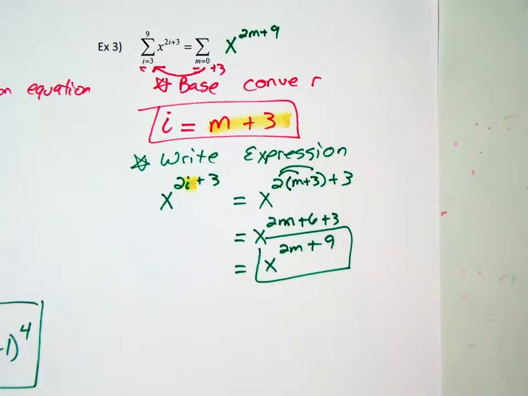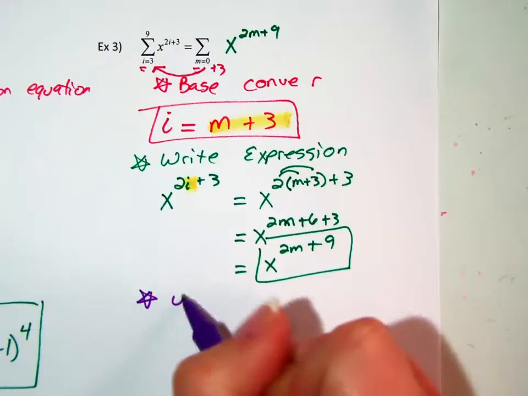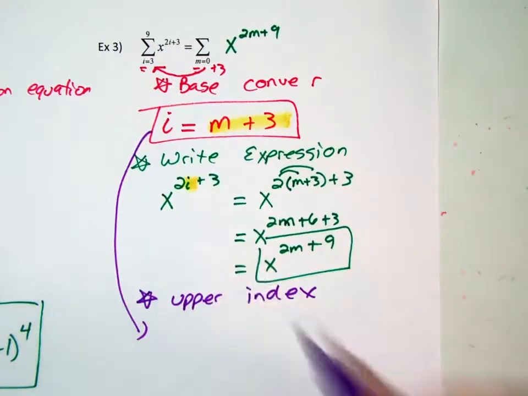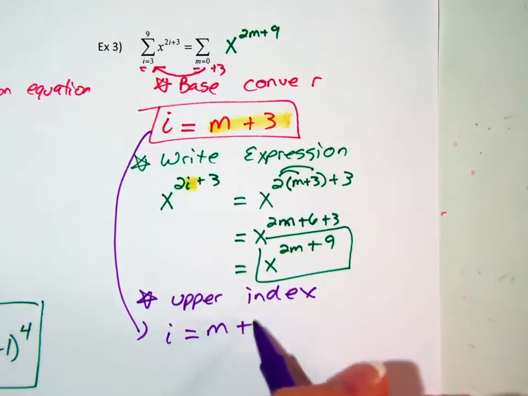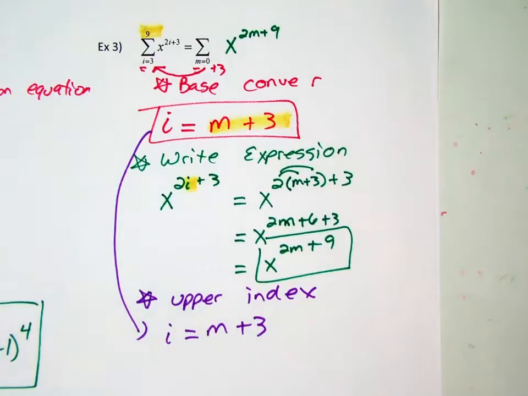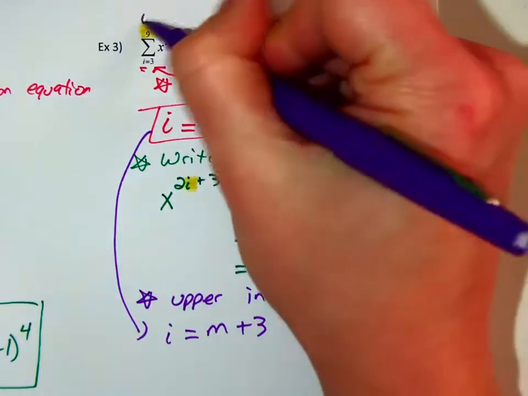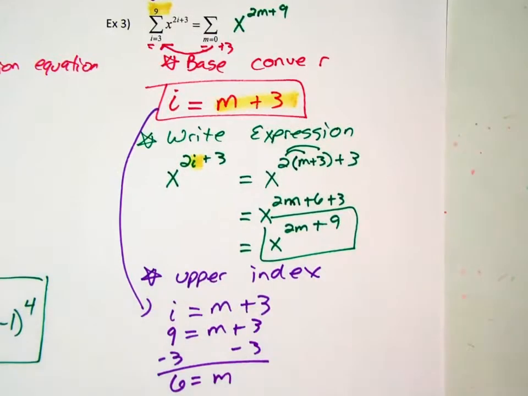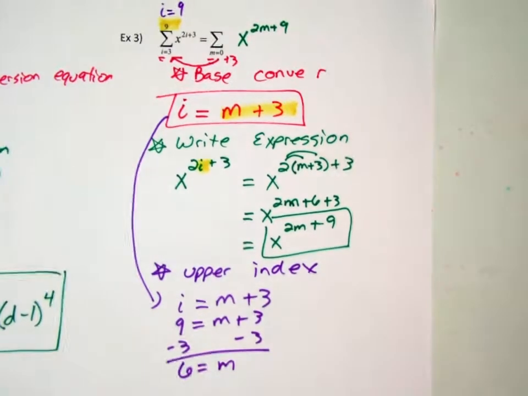And then lastly, again, we're going to have to find our new upper index. The way we do that is we start out with the base equation, I equals m plus 3. And in this original summation, my upper index was 9, and the I was what was in this. So this is telling me I is 9, so I'm going to put a 9 in place of the I. And then we're going to solve for m, and we end up with 6 equals m. So that tells me I'm going to put 6 up here.